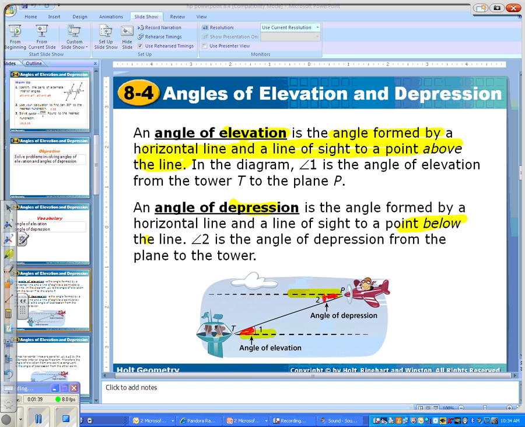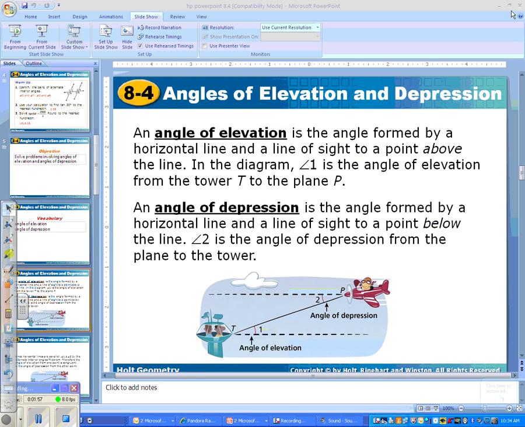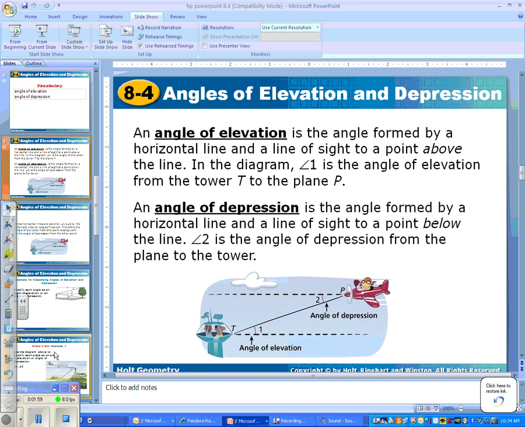And if you notice, these 2 horizontal lines are parallel. So what can we say about angle 1 and angle 2? Well, they have to be congruent because they are alternate interior angles. So they are congruent. And that's going to be important for the problems we're going to be doing, solving angles of elevation and angles of depression.